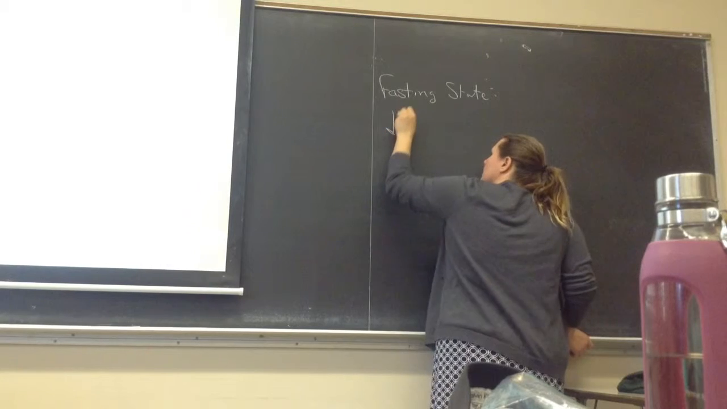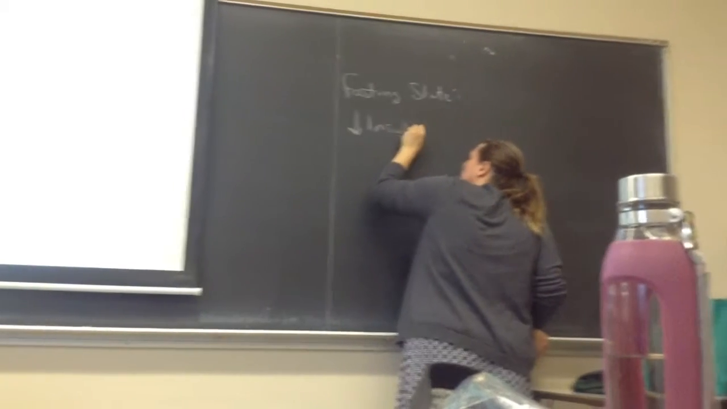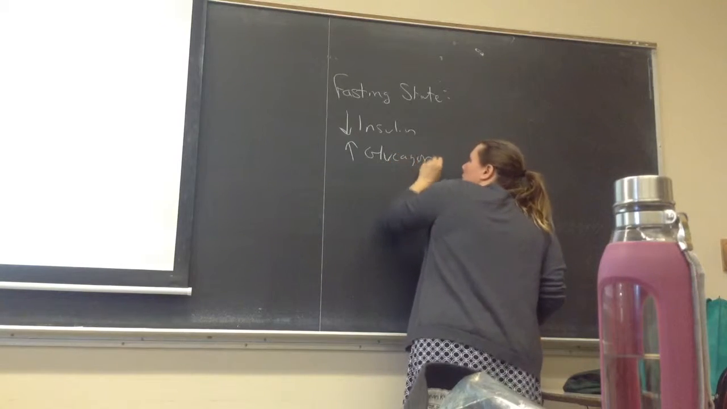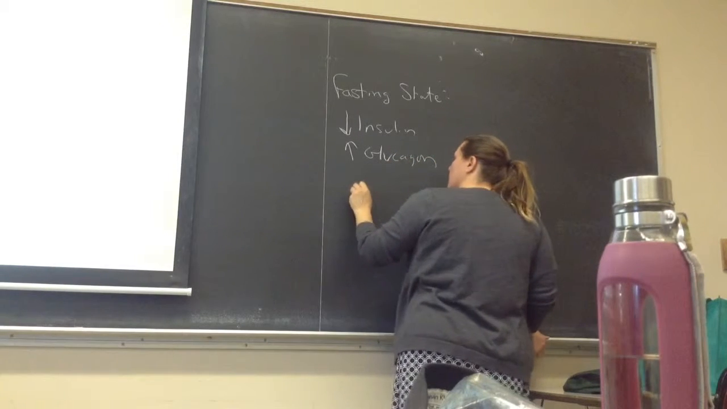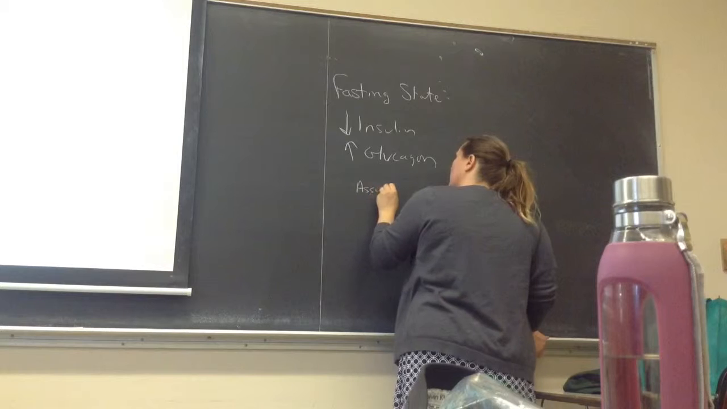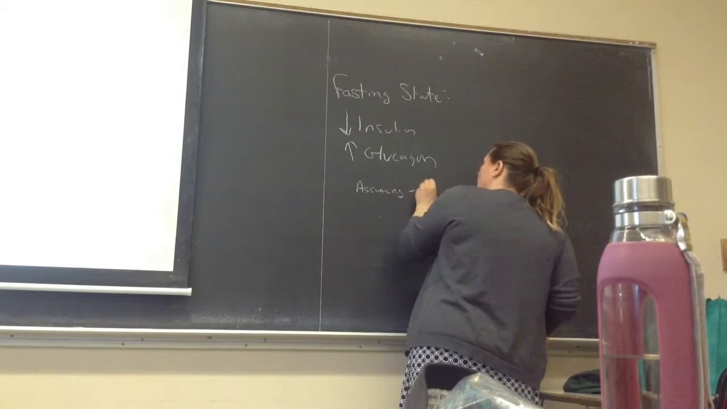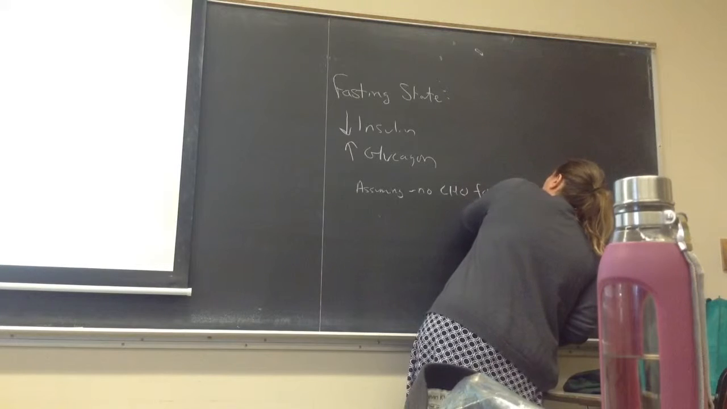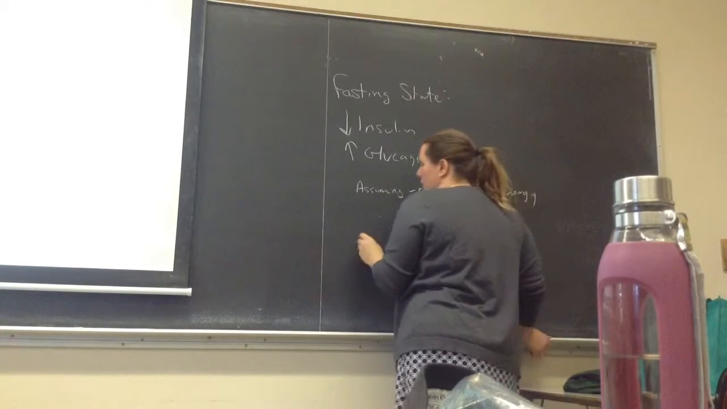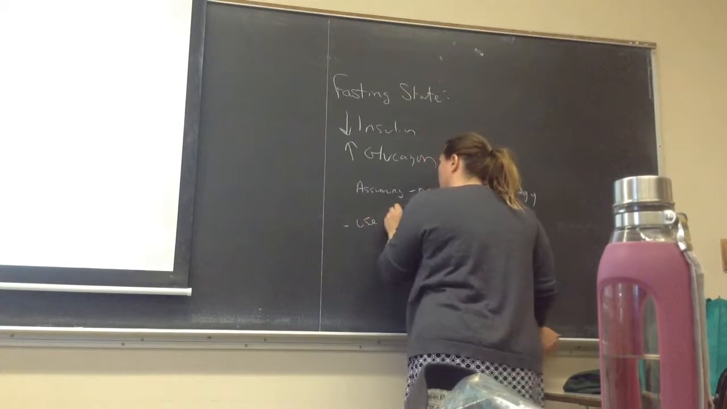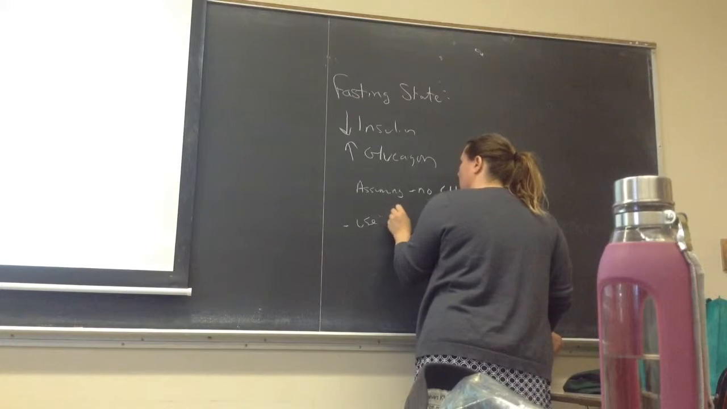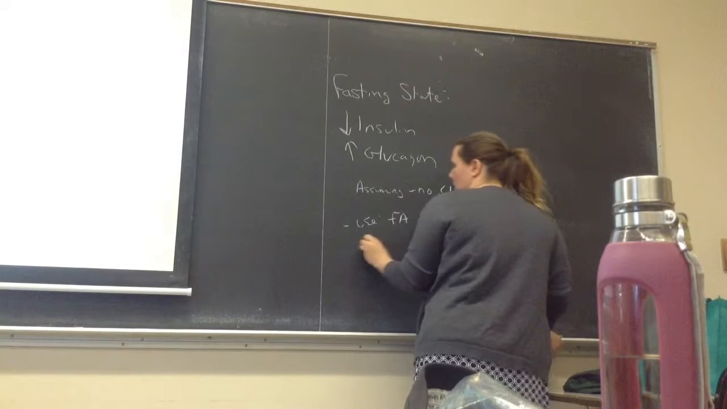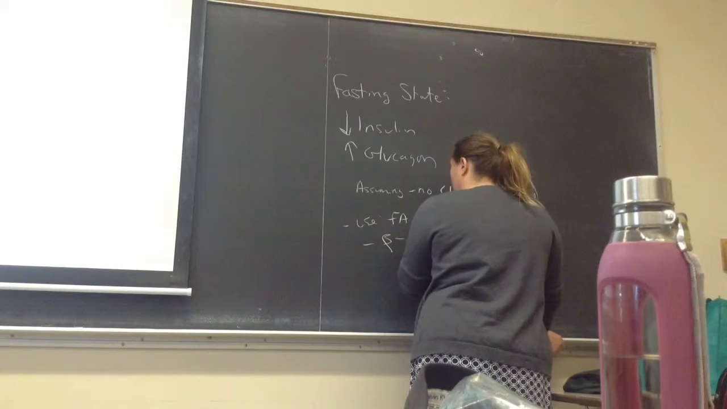Okay, so insulin is lower, glucagon is higher. Okay, so we're assuming no carbohydrates for energy present, right? So what are we going to do? We're going to use fatty acids for energy, which means we're going to beta oxidize them.